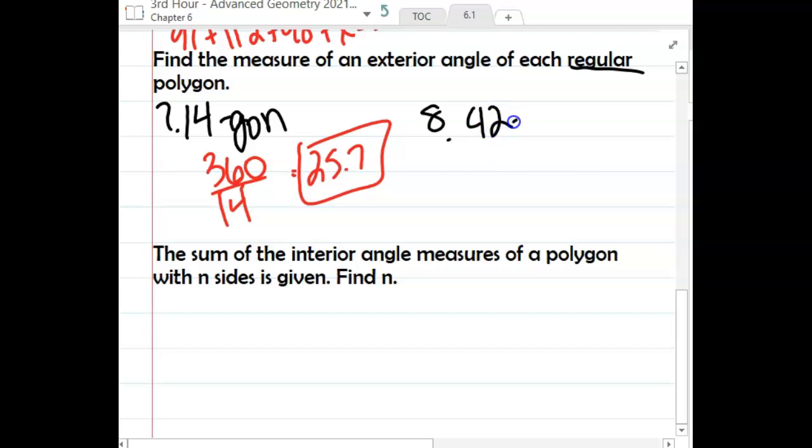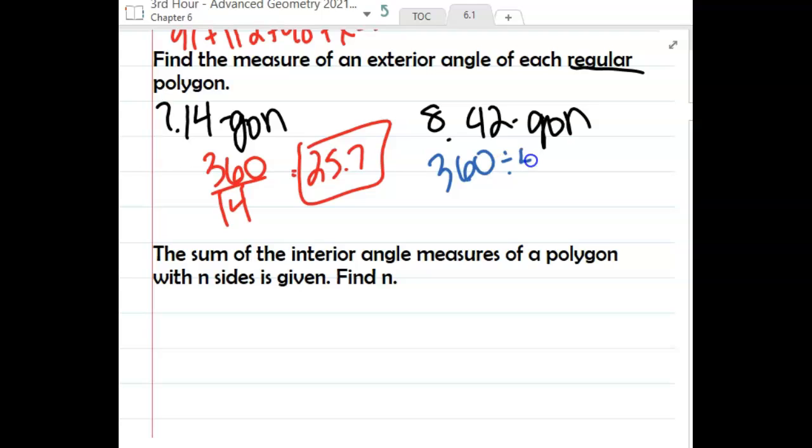And we do the same thing if I have a 42-gon, which would be a huge shape. How would you find the measure of one exterior angle? 360 divided by 42. Once again, this one doesn't come out perfectly evenly. I think the ones in your homework do a better job at that.